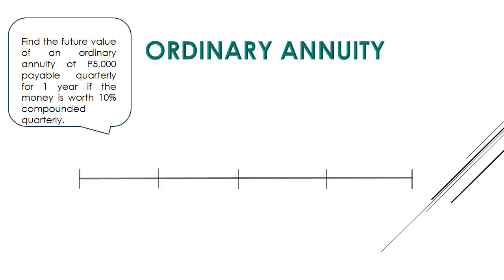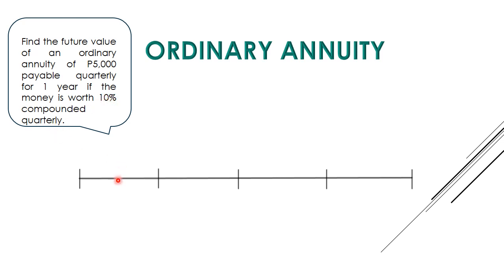Now let's understand more about ordinary annuity. So let's start with this example. Find the future value of an ordinary annuity of 5,000 pesos payable quarterly for 1 year if the money is worth 10% compounded quarterly. So the payment interval here is by quarter, so every 3 months, and the term is good for 1 year, and the interest period is compounded quarterly, so it means 10% compounded quarterly.